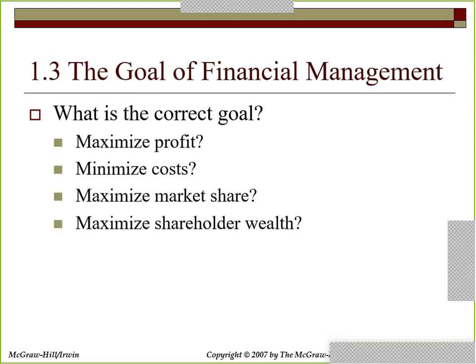Now, we have addressed the goal of financial management already, but now we're kind of reinforcing what we said earlier. The goal of financial management is to maximize shareholder wealth, pure and simple. It's not to maximize profit or to minimize costs or to maximize market share. Those are all nice, but that's not the overall goal. Because if those three things are accomplished and you still have not maximized value, you fail. The person at the top of the financial management pyramid, first and foremost, wants to maximize shareholder wealth. That is his or her goal.